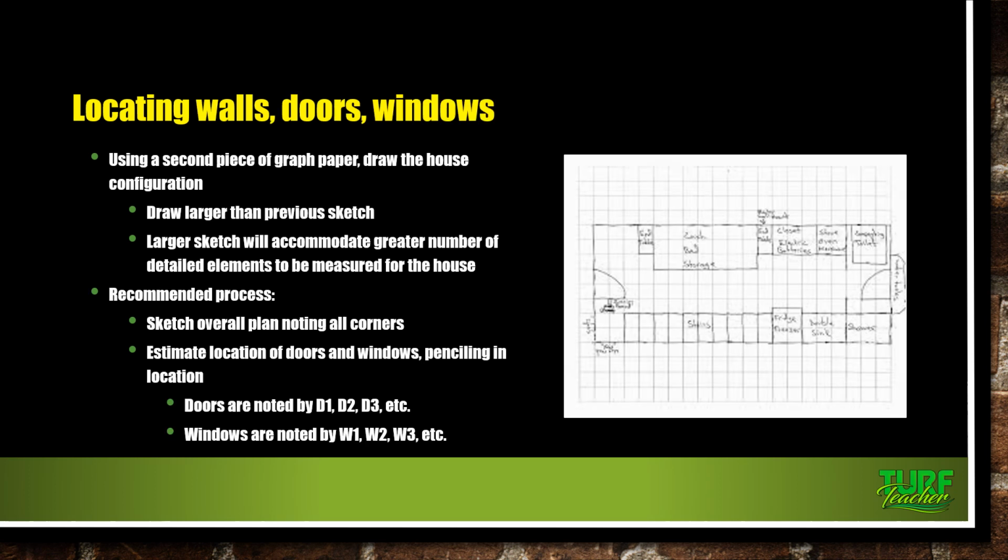Locating walls, doors, and windows. Using a second piece of graph paper, draw the house configuration. Draw larger than a previous sketch. A larger sketch will accommodate a greater number of detailed elements to be measured for the house. The recommended process is to sketch the overall plan, noting the corners. Estimate the location of doors and windows, penciling in the location. The doors are noted by D1, D2, D3, etc. Windows are noted by W1, W2, W3, and so on. That way you've got a detailed representation of what's going on.